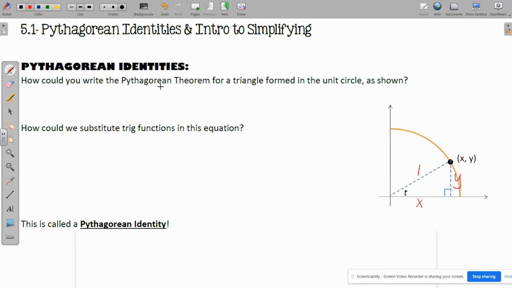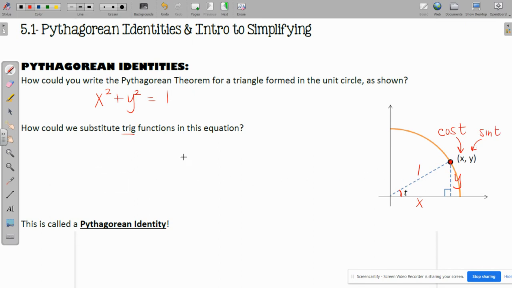So if you wanted to use the Pythagorean theorem to write an equation based on this right triangle, we would be able to say that x squared plus y squared equals 1, or 1 squared, which simplifies to 1. So how could we use this and substitute in our trig functions? Well, we know that for a terminal point on the unit circle, the x-coordinate of the terminal point is actually the cosine of your angle. In this case, our angle is t. And then the y-coordinate is the sine of that angle.